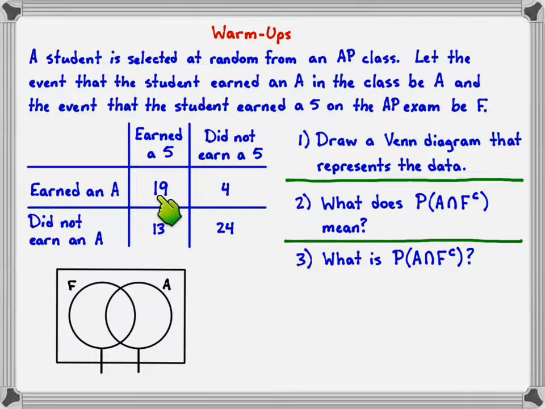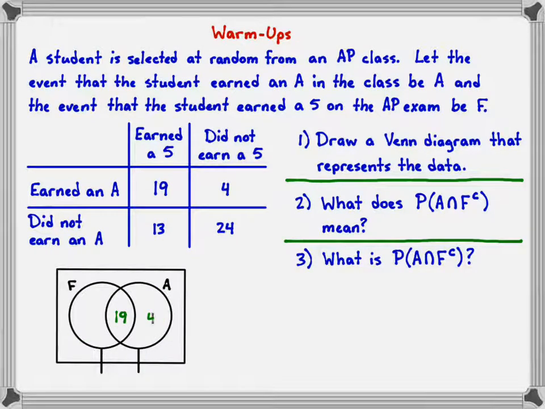Where does the 19 go? Well, the 19 is the group of people that earned an A and earned a 5. So that would be the football shape. That's the inside there. Okay, that's the A and 5. Notice and is one piece. This is the group of people that did not earn a 5 but earned an A. So what is the piece that did not earn a 5? So that means outside of this circle, and earn an A. So that would be here.